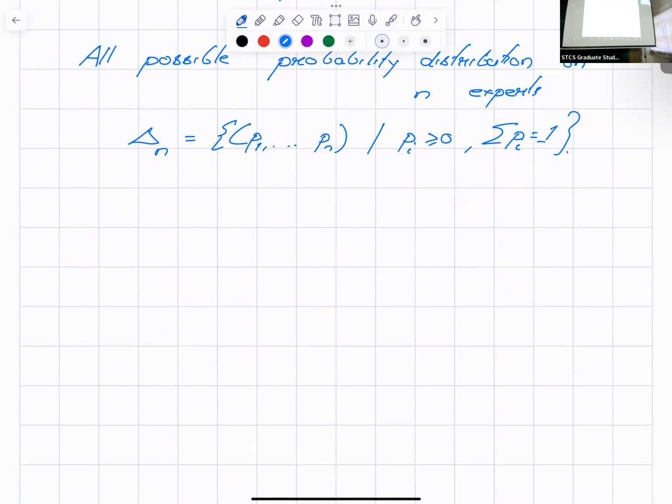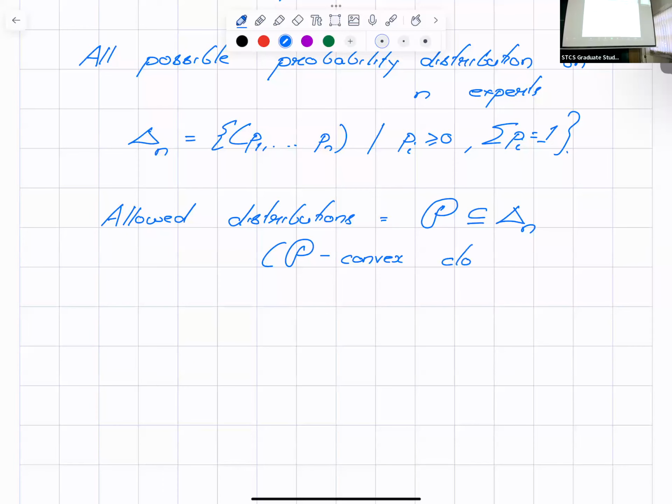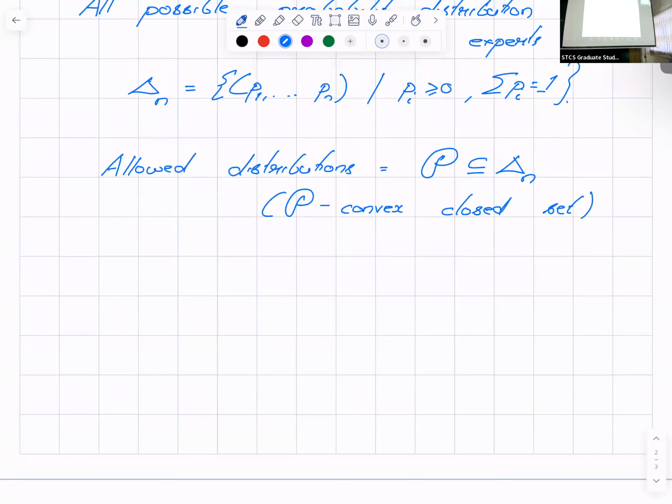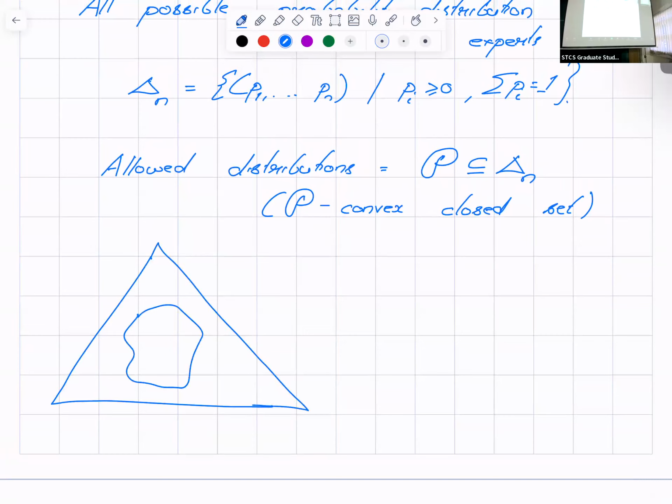But suppose the allowed distributions are only some set P, which is a subset of delta n. And let's assume P is a convex closed set. Certainly it's closed because delta n is a closed set. So the simplex is something like this. You have the simplex out here, and this is some P. That's the allowed set of probability distributions.